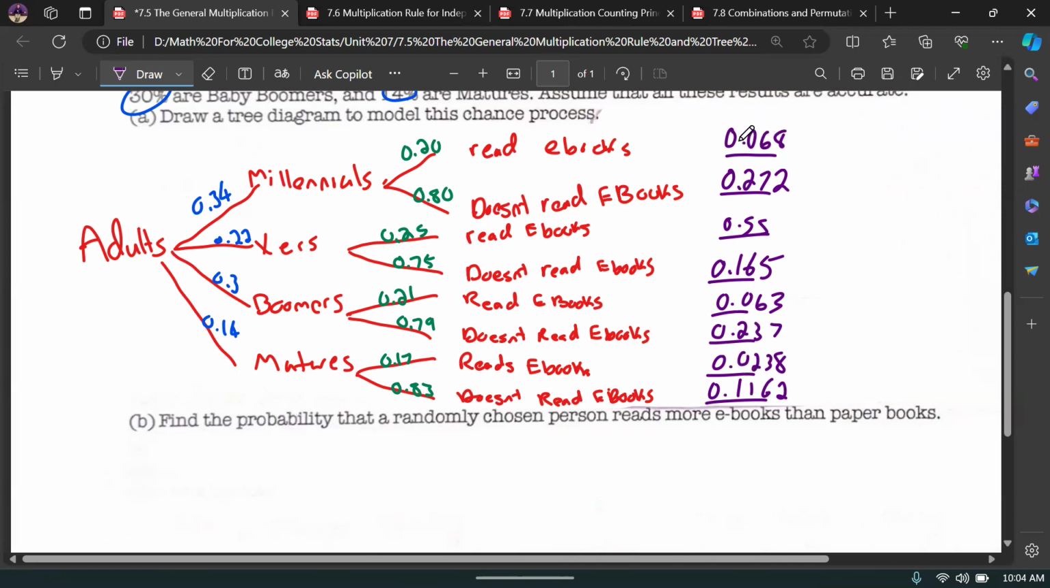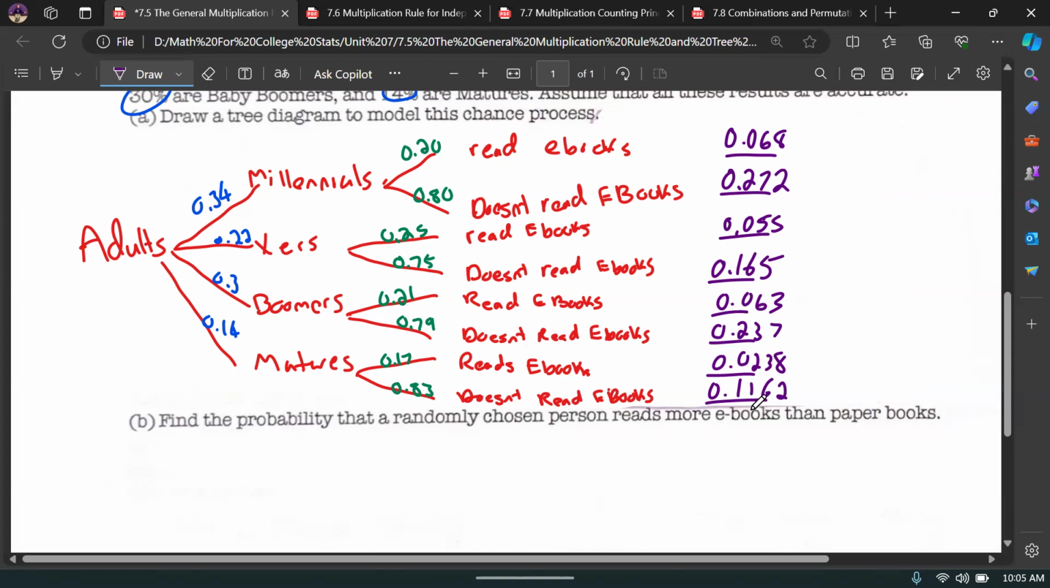So these are millennials who read ebooks, percent of overall people who are millennials read ebooks, percent of everybody who's millennial and doesn't read ebooks, percent of the population who is Xers and read ebooks, which looks wrong. Let me check that again. 0.22 times 0.25. Oh, 0.055. There we go. So hopefully you noticed that. I noticed that. I was like, that makes a lot of no sense. Missed a zero there. Et cetera, et cetera.